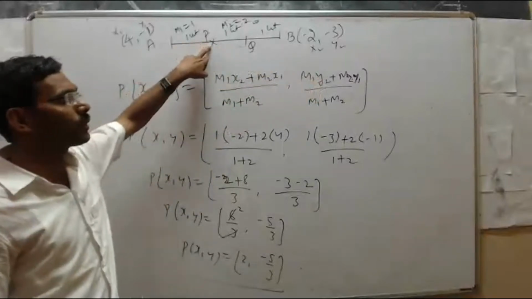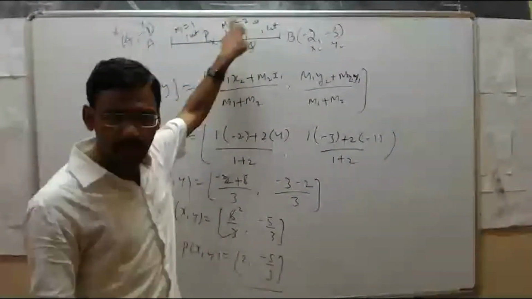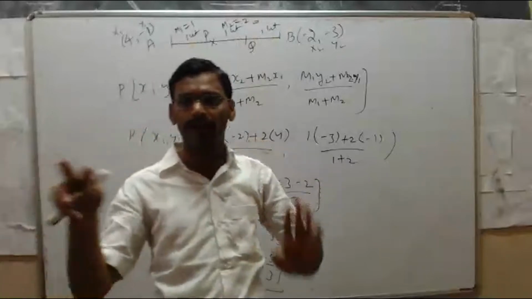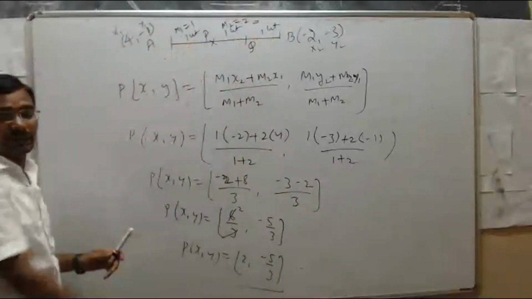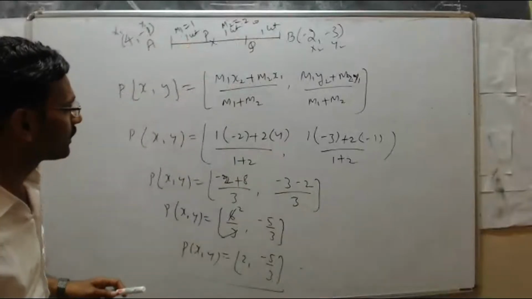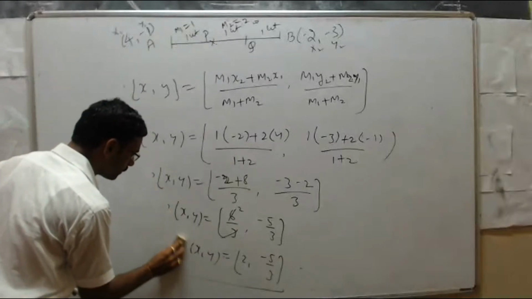Then we have to find the coordinates of P. P will divide the AB line segment in the ratio 1 to 2, because AP is 1 unit, then PB is 1 plus 1, 2 units. Therefore m1 value is 1, m2 value is 2. Okay, then we got the coordinates of P. Then we have to find the coordinates of Q. Same formula, and the external value is same. Instead of P we have to find Q.